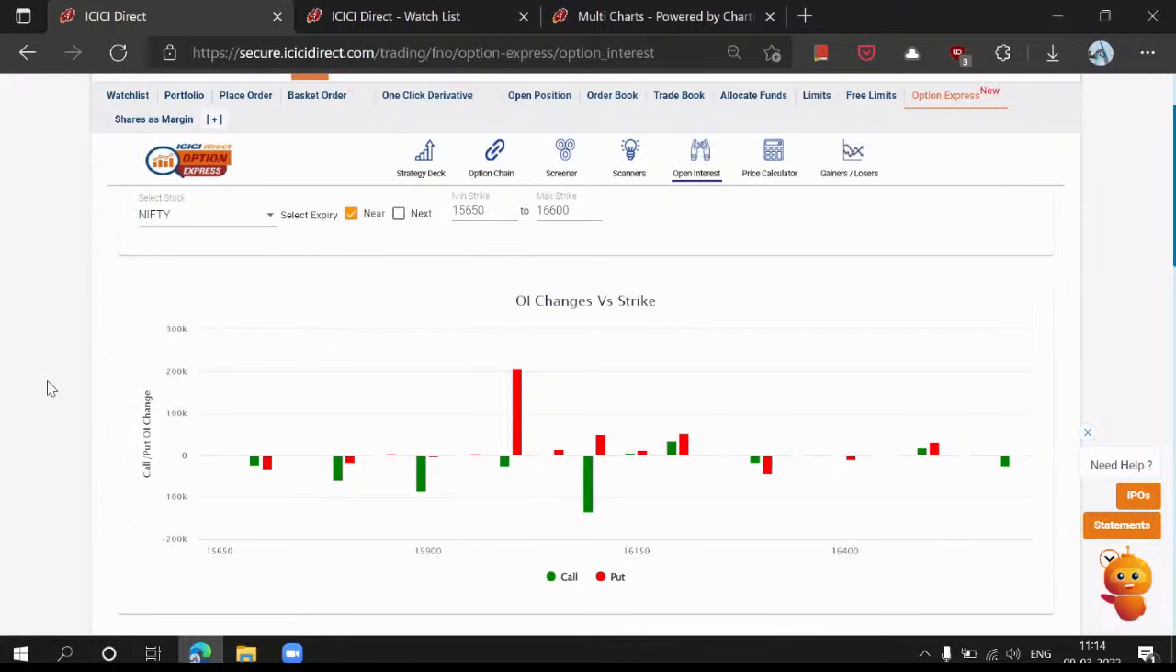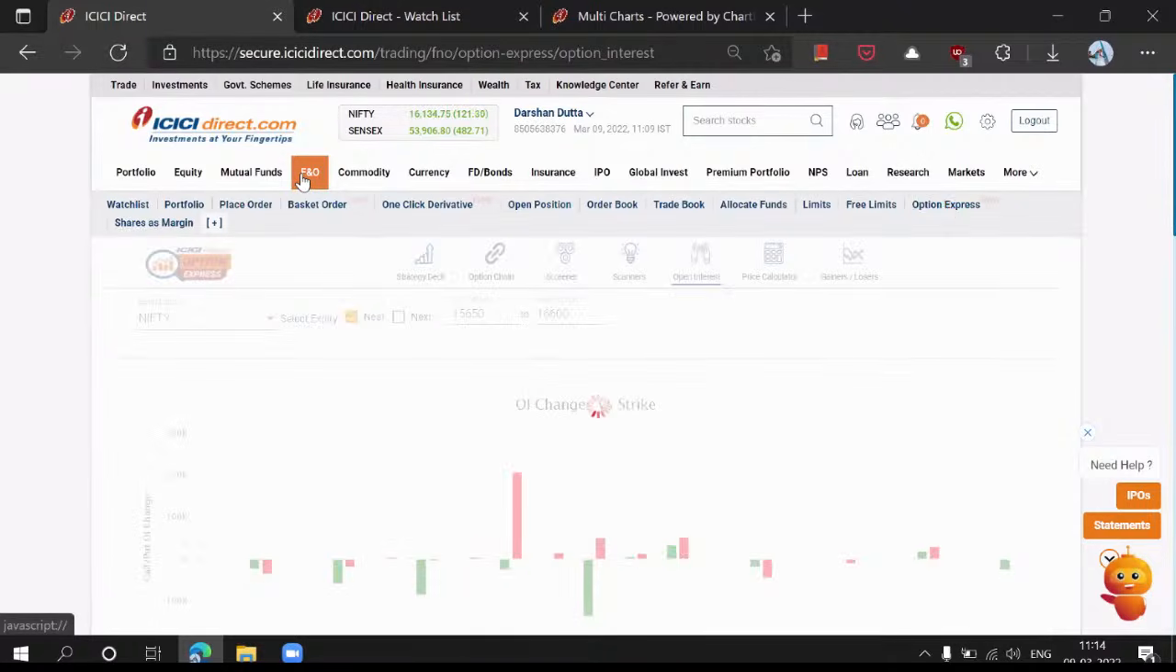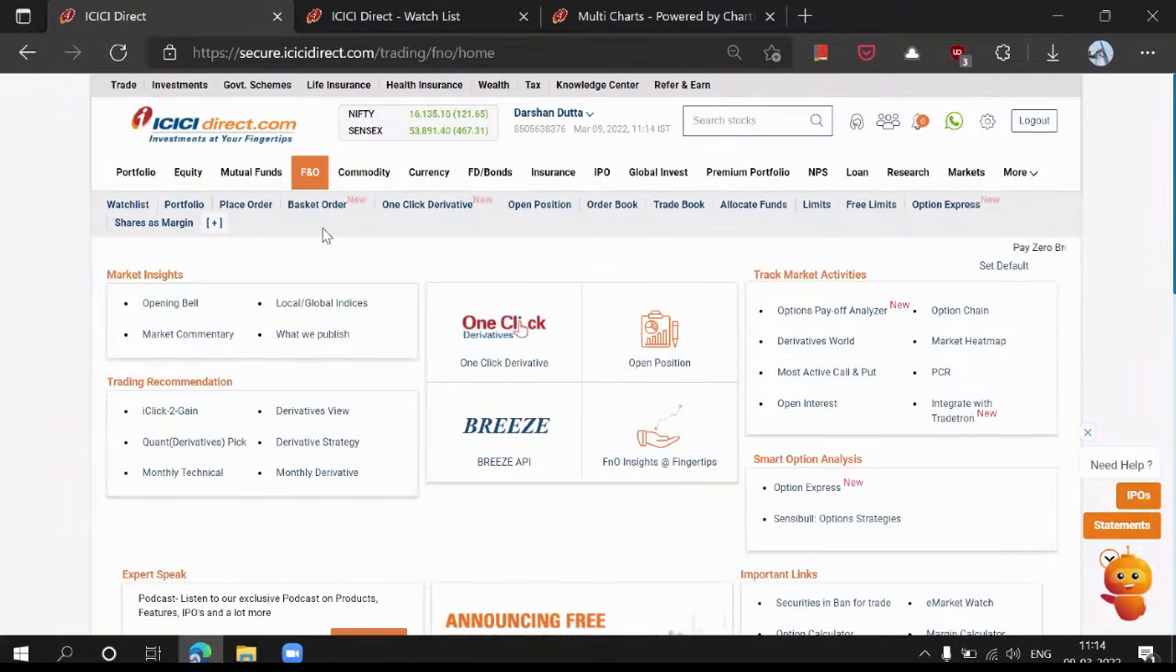Further, if you go to the research landing FNO page, just log into the FNO section, you will see our derivatives view on a daily basis.